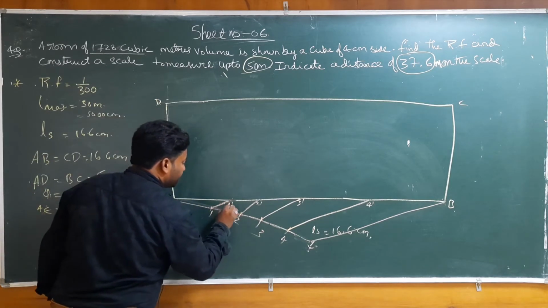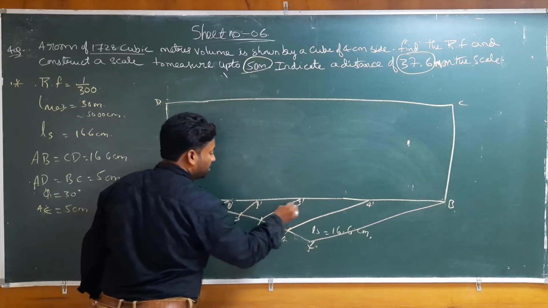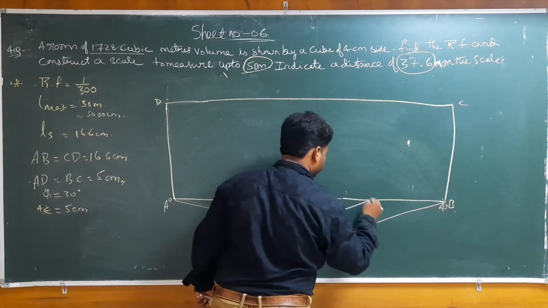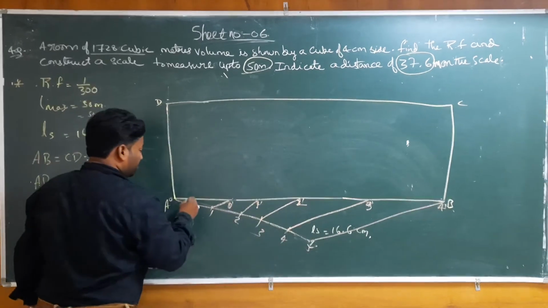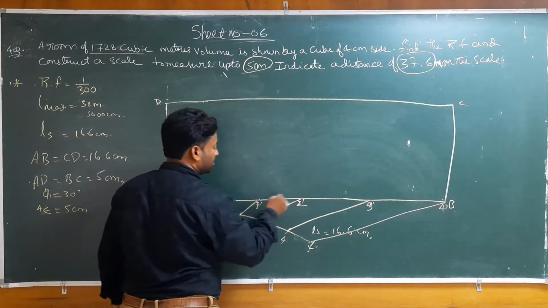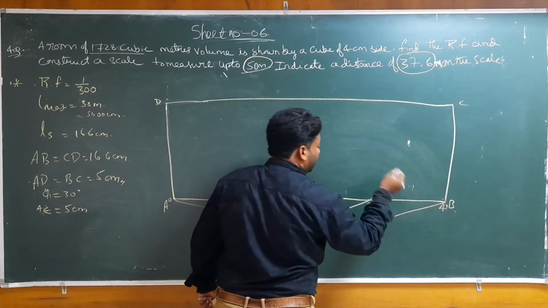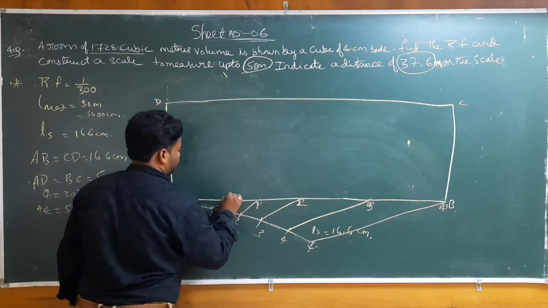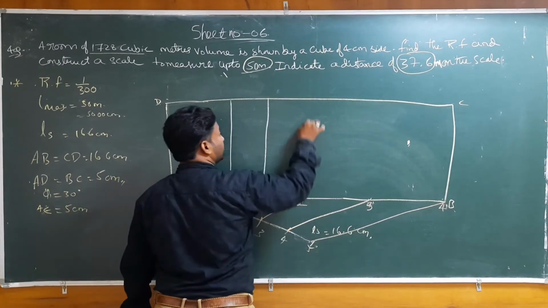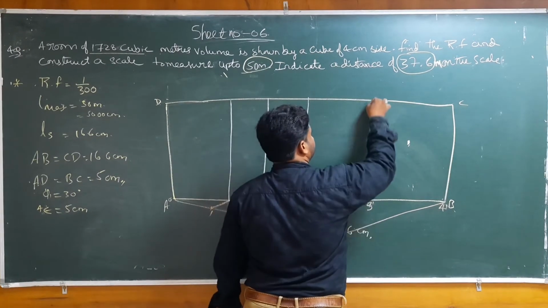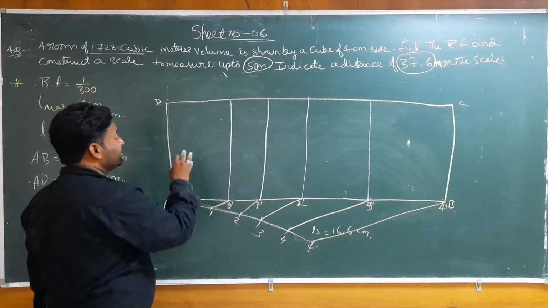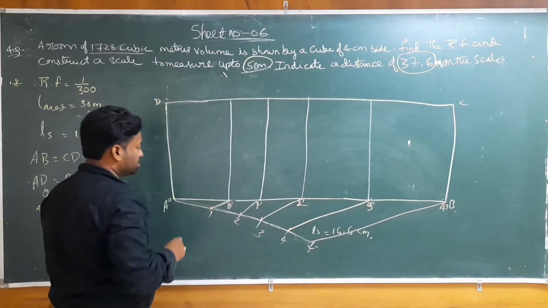So here I have to give the text like 0, 1, 2, 3 and this is my 4. After that I have to mark the points. After that I have to draw the perpendicular line to this base. This is the perpendicular line to the base which is representing each unit. So here 1, 2, 3, 4, 5: 5 units are there and each unit is representing 10 meters.